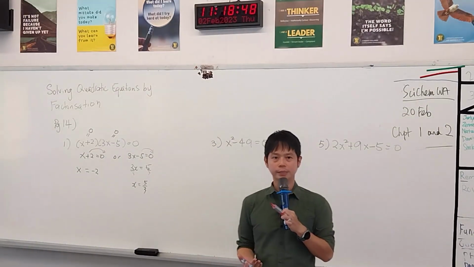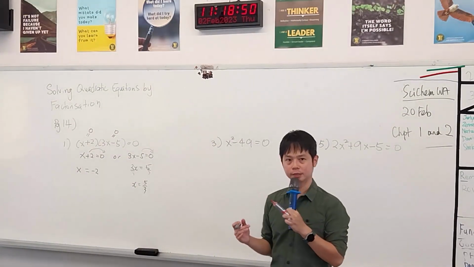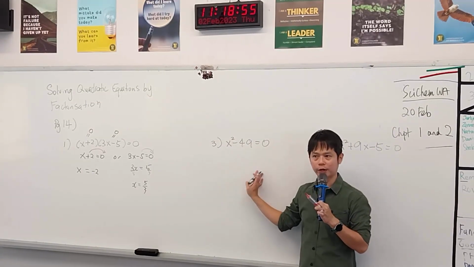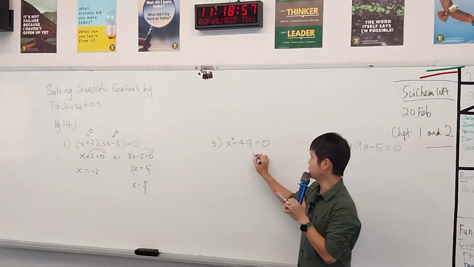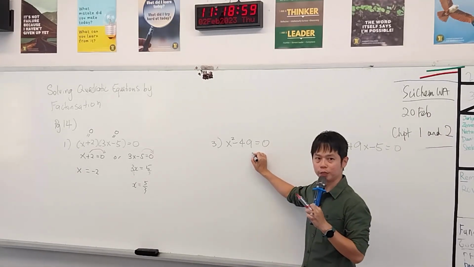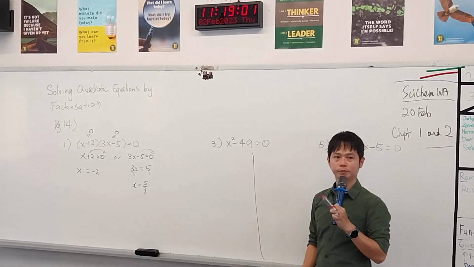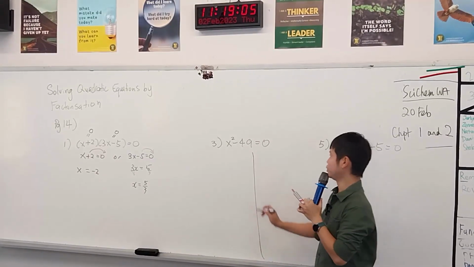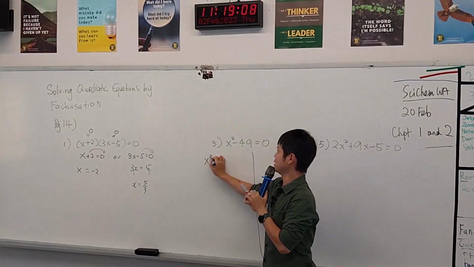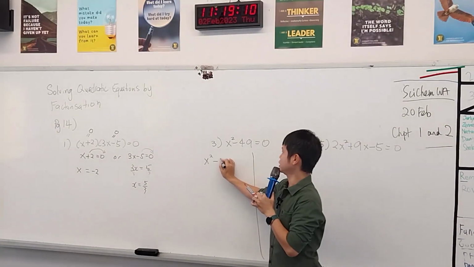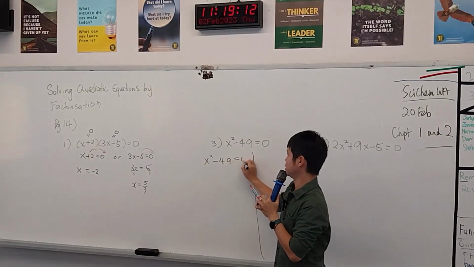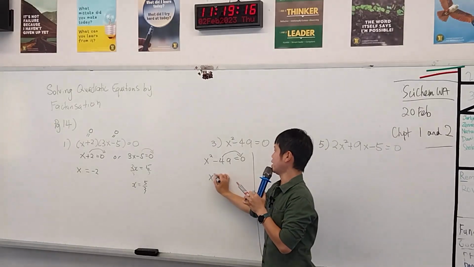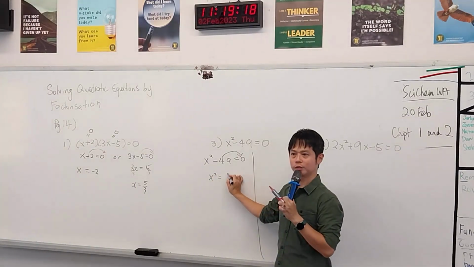So this is how you solve after you factorize. Now we are going to solve this quadratic equation. Do you realize that it is not factorized? There are two ways to solve this because there are only two terms. x squared minus 49 equals 0. I bring this over first, so x squared equals 49.